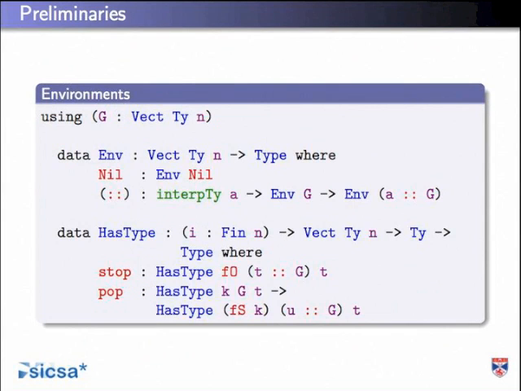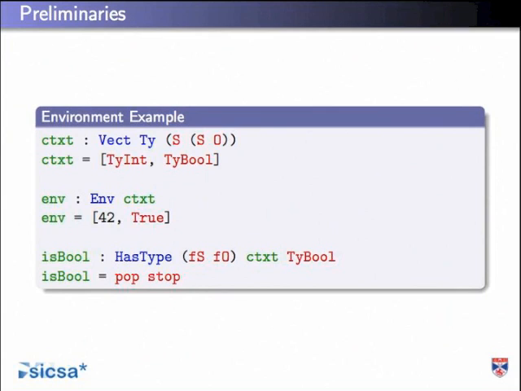Right, so that's context. Just to illustrate this, hammer that home a bit more, this is what an example might look like. So we've got a vector of two things here, an integer and a boolean. The corresponding environment is going to have an integer and a boolean in it. So the environment that corresponds to this context: 42, true. So we've got an integer and a boolean.